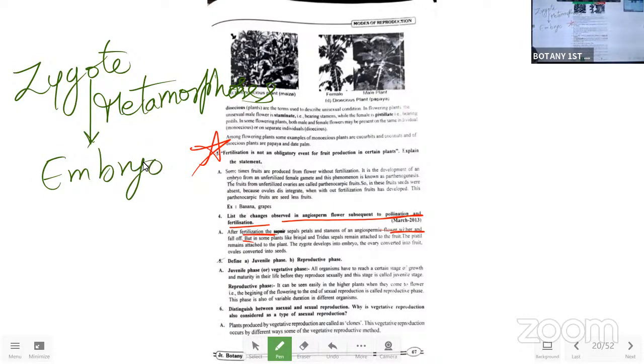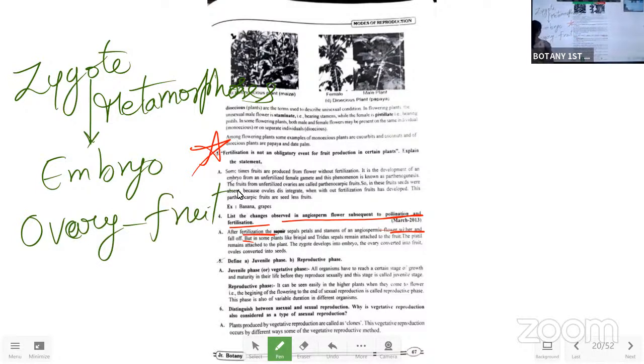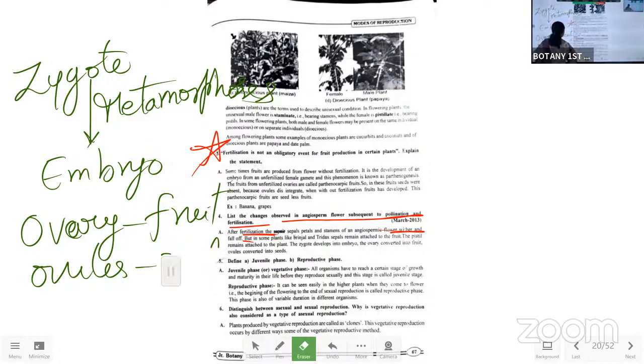Okay, and after this, the ovary turns into fruit, and ovules into seeds. Okay, and the pedicel, otherwise the peduncle, turns into the peduncle of the fruit, that is the stalk of a fruit. Okay, so like that we have to say from the pollination to the fertilization process, how the changes occur in the plant body.